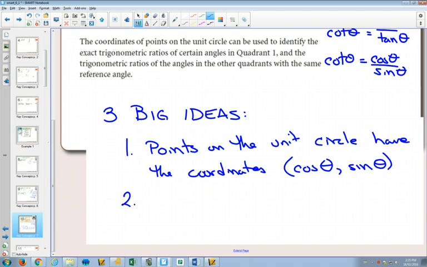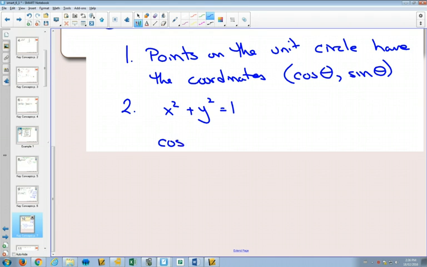The equation of our circle, big idea number 2, is that x squared plus y squared is equal to 1. What did the x coordinate stand for? Sine or cos? Cos. So we can rewrite this. Instead of writing x squared plus y squared equals 1, because x is cos, we can write cos squared theta plus sine squared theta equals 1.